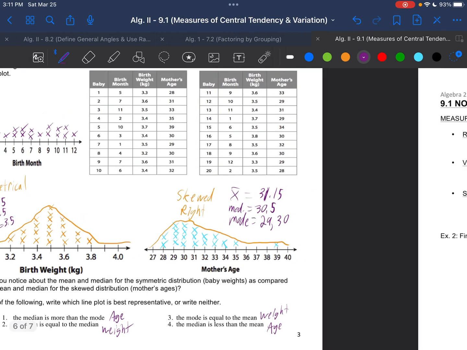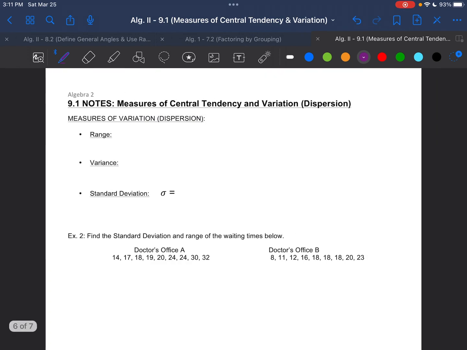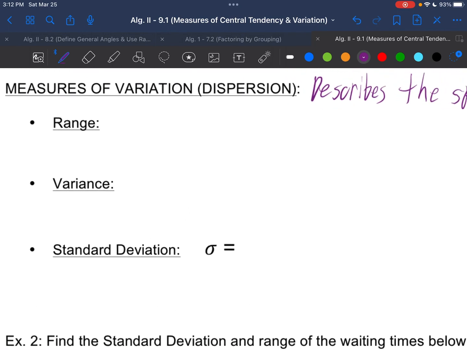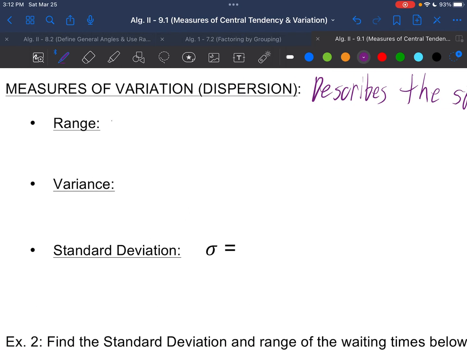All right, on to our next page here. So now we're going to be talking about measures of variation, aka how dispersed the data is. So this describes the spread of the data. So the range we talked about earlier is the max minus the minimum, how far apart the values are.